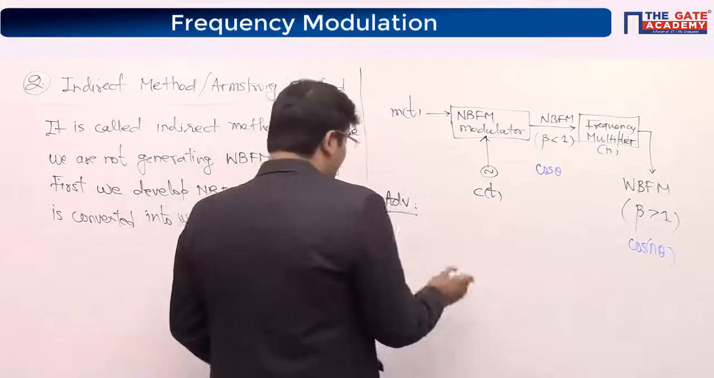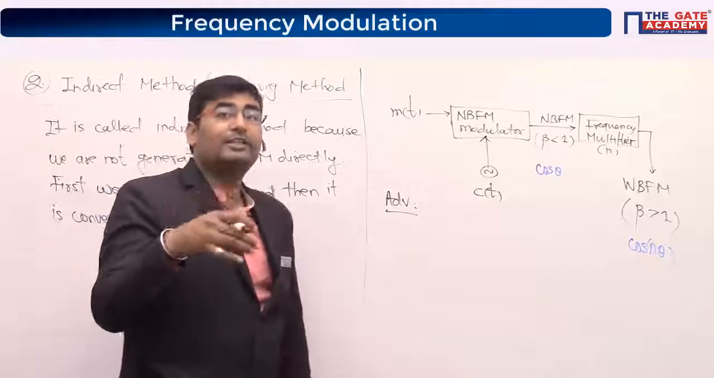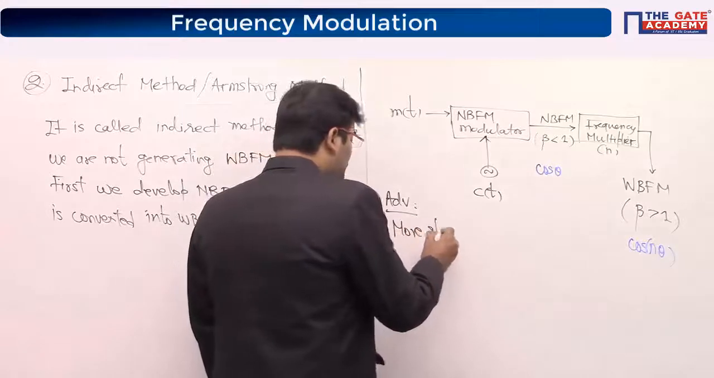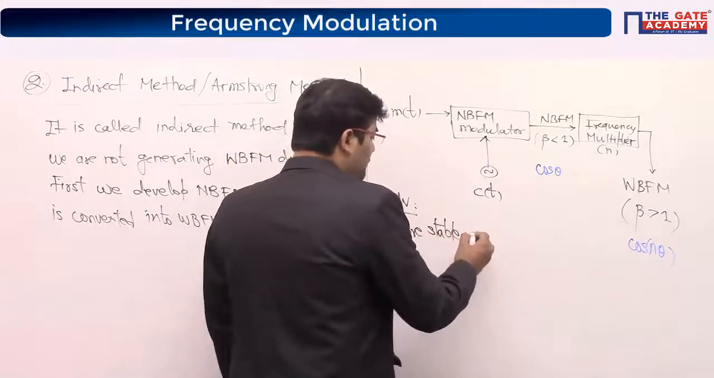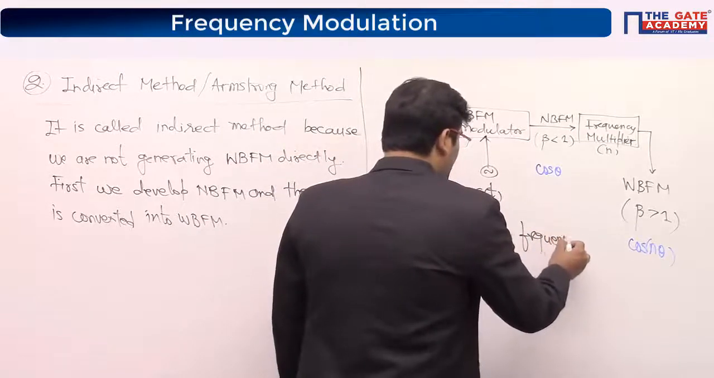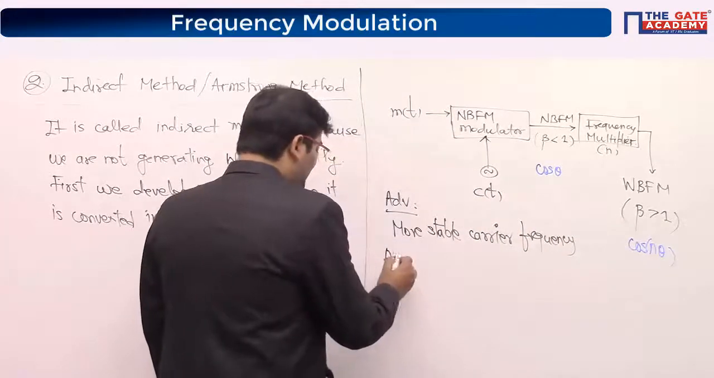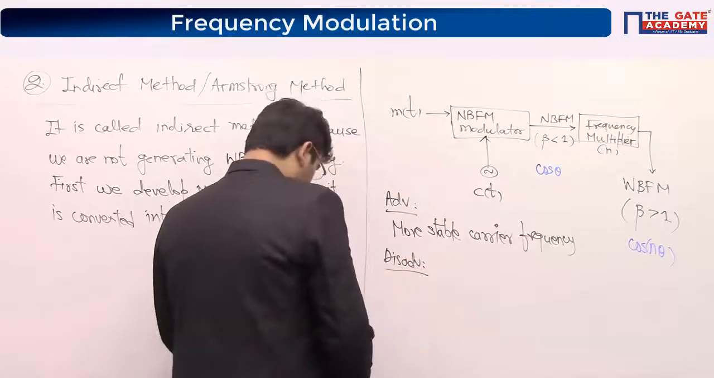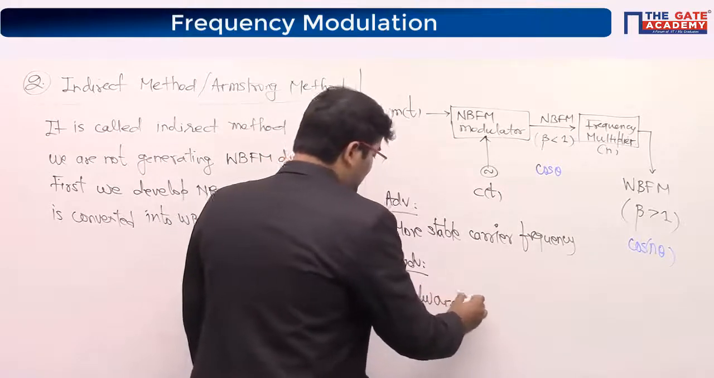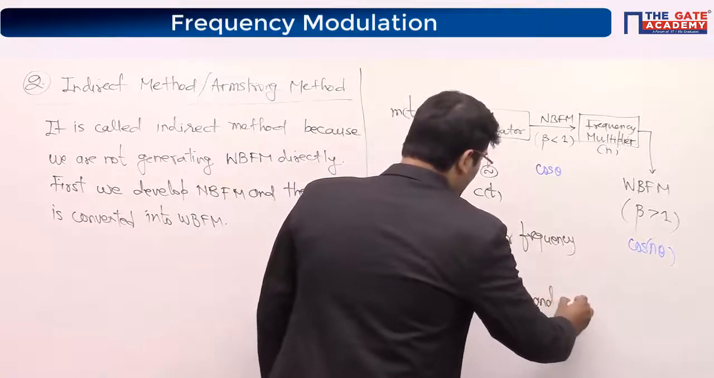Advantage is it has, which is the disadvantage in the earlier method. In the earlier method, carrier frequency was unstable, but here it is stable. So write advantage as more stable carrier frequency. What is the disadvantage? Hardware complexity. Hardware is complex and expensive or costly.